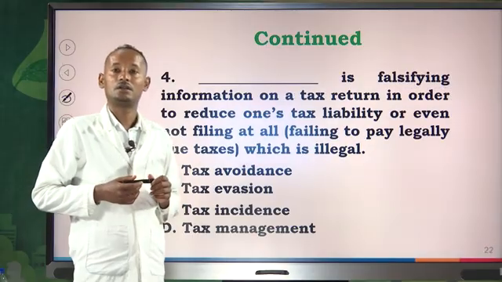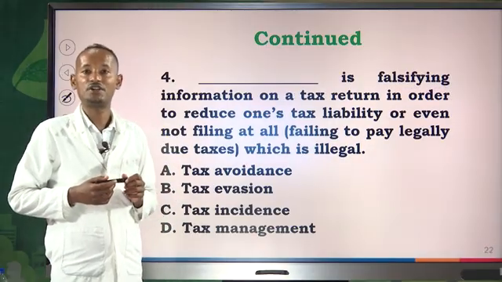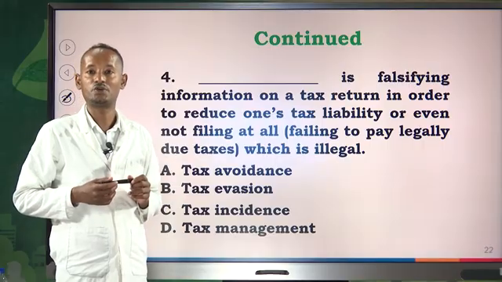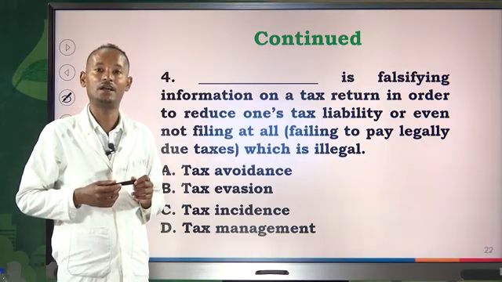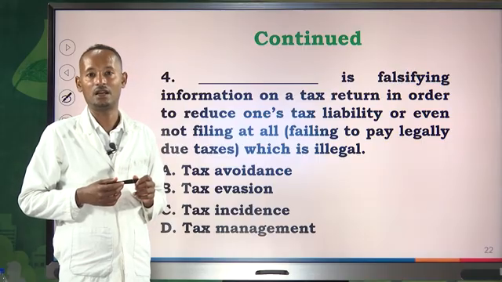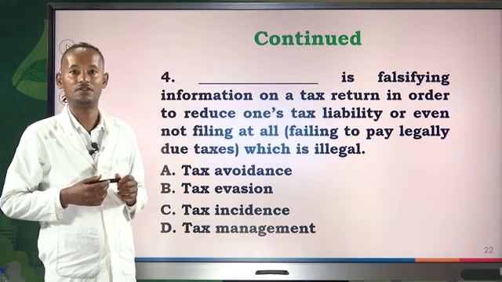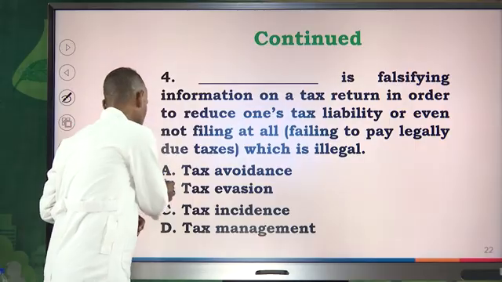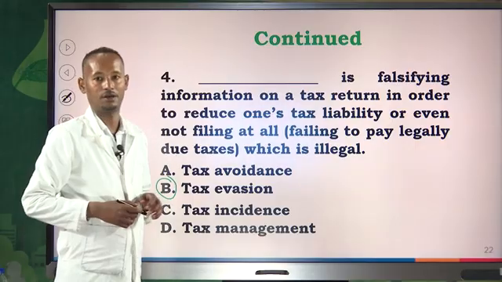The fourth one: dash is falsifying information on a tax return in order to reduce one's tax liability or even not filing at all, failing to pay legally due taxes, which is illegal. This is the definition of tax evasion. So the answer is B.